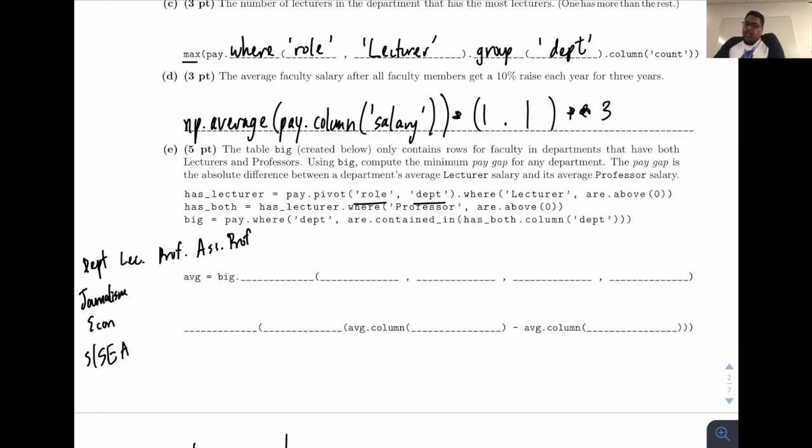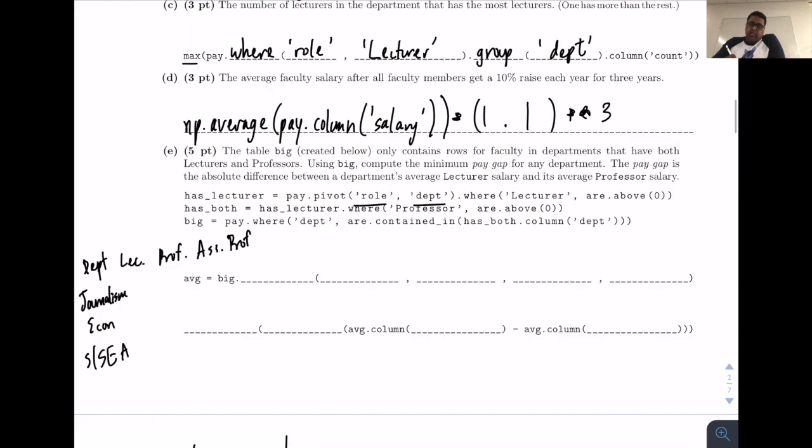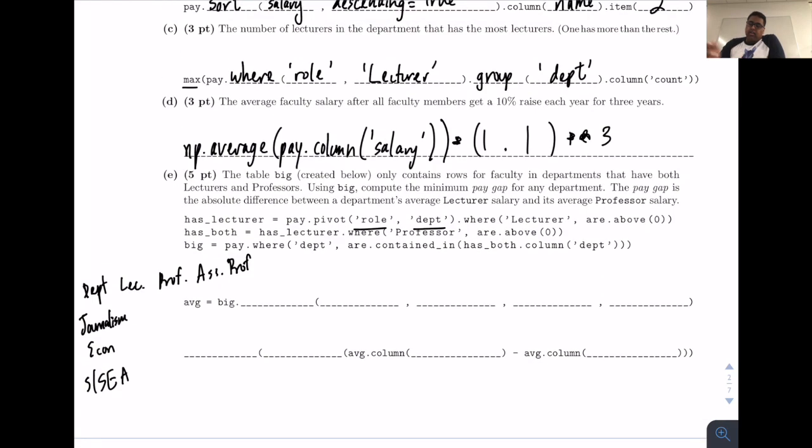And then what it's going to do is take has lecturer where there's at least one lecturer recorded. So by default, pivot will do exactly what group does and just tell you the number of lecturers in journalism, or the number of associate professors in econ. So we're going to have some values here, and what we're going to do is get rid of all the non-zero values for lecturer. And then has both will do the same thing for professor.